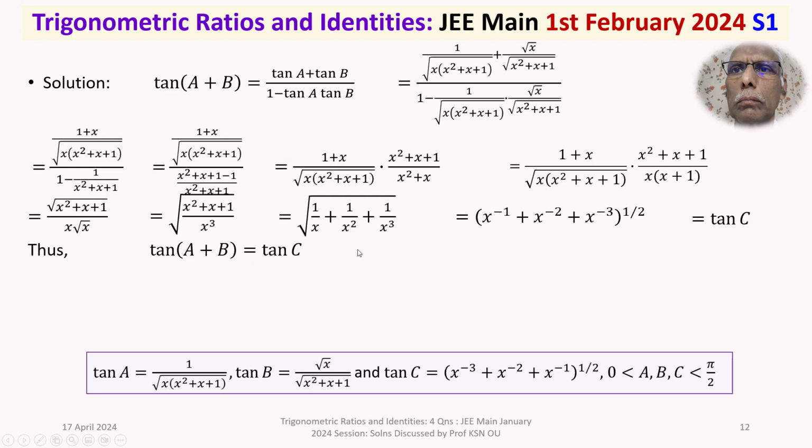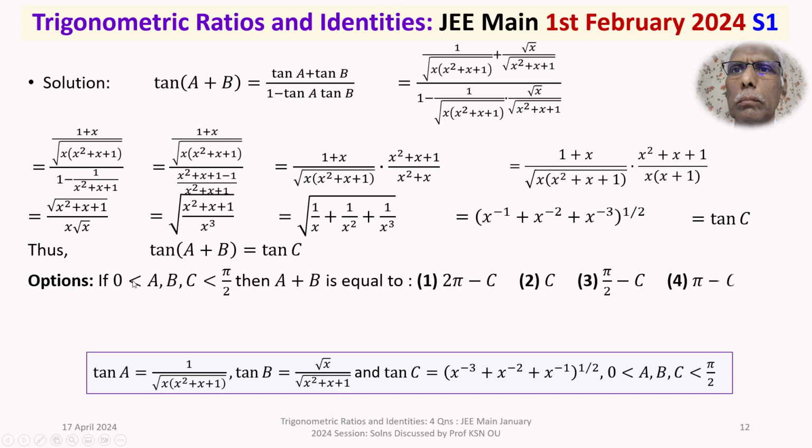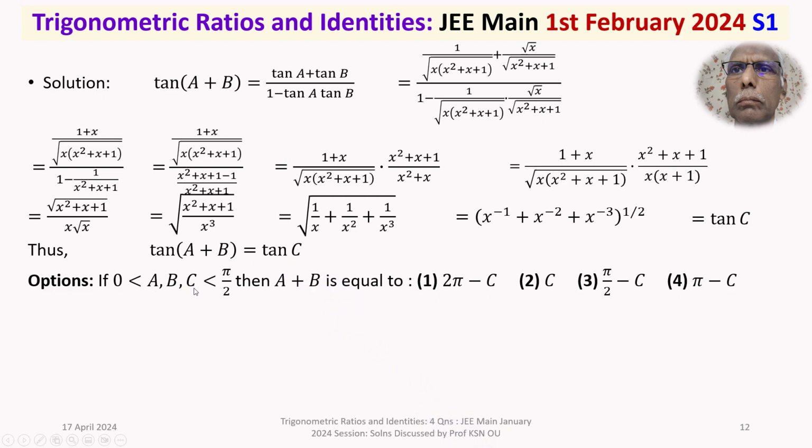Now we are asked to find, so let's look at our options. If 0 less than a, b, c less than pi by 2, then a plus b is equal to, 4 options are given. Now I will read out these options. So I will test one after the other which one of them is true. This is what I say is by elimination I will find out the correct answer.